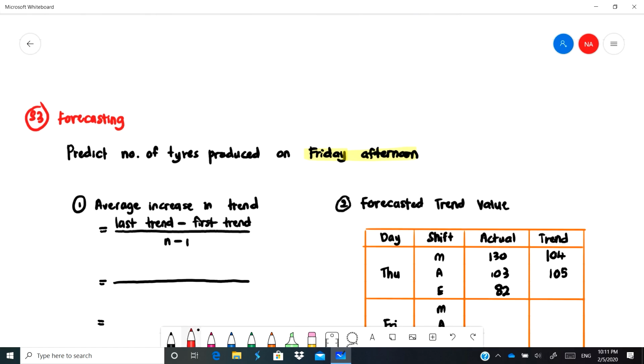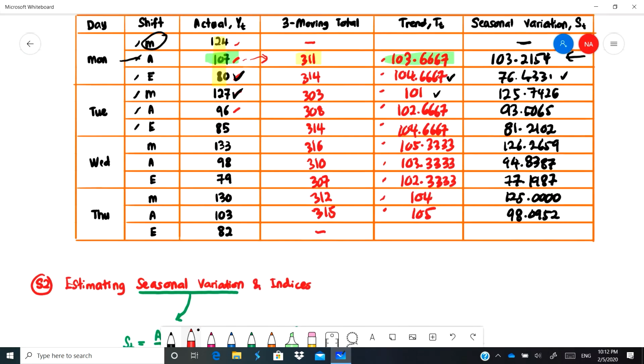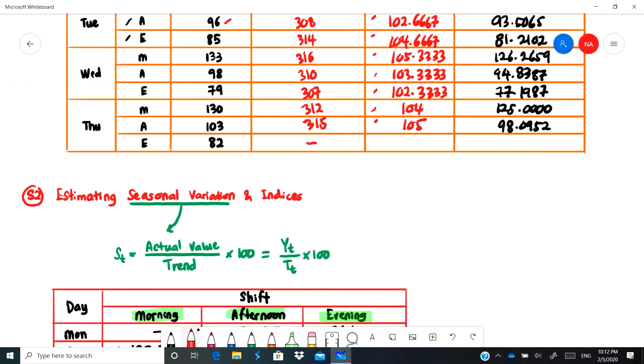All right, so for the first step, for example in this case, predict the number of tires produced. So this is the question, okay? It's asking you to find the number of tires produced on the Friday afternoon. We know that our data was only up to Thursday evening, but the next question is asking you to find on the Friday. Okay, you have morning, afternoon. So what are the values here? All right, something like this.